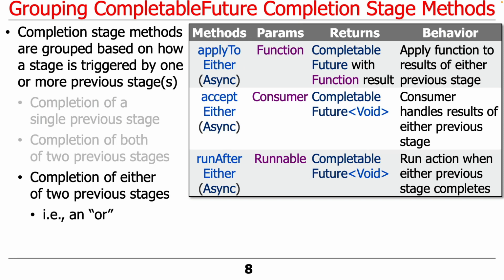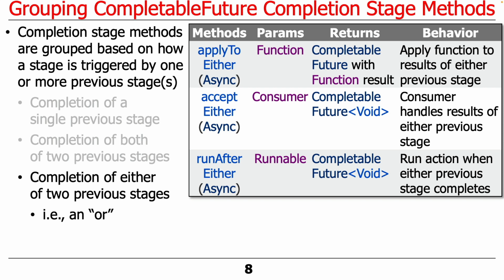And then the third and final type of completion stage method will be triggered when either of 2 previous stages complete. So you can think of these as effectively like OR, disjunctive mechanisms. And again, we have applyToEither, which takes a function, and whichever of the 2 CompletableFutures finishes first, that function is applied. You have acceptEither, which is much like applyToEither, except it takes a consumer, and the consumer will consume the results of either one, but not return a value per se. And then there's runAfterEither, which takes a Runnable, and it's very much like acceptEither.